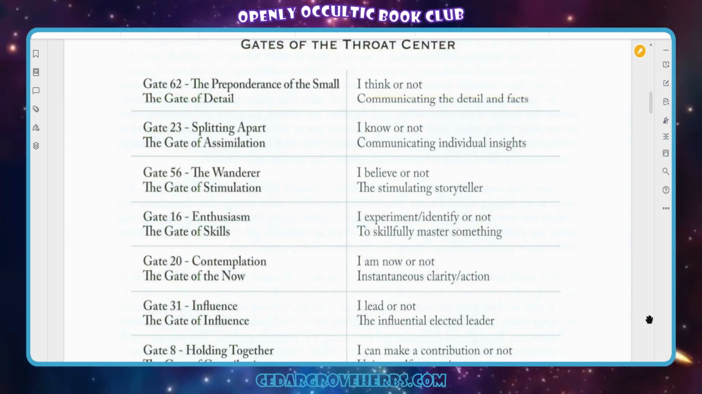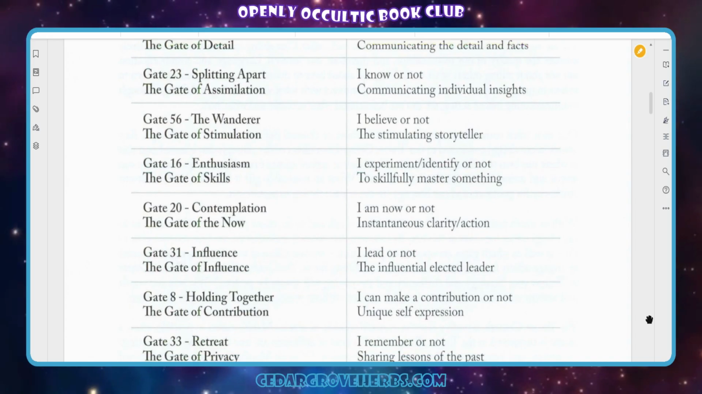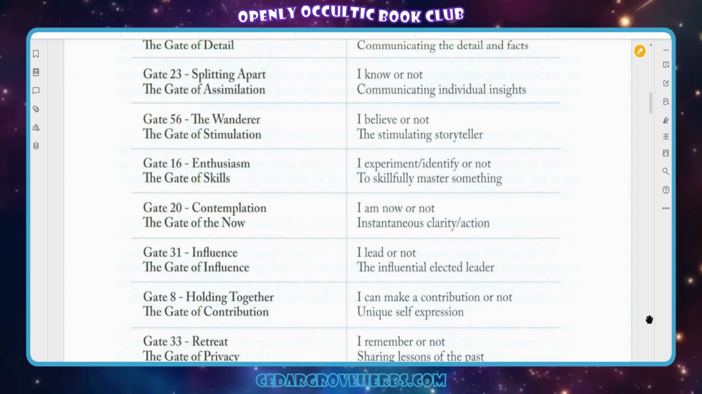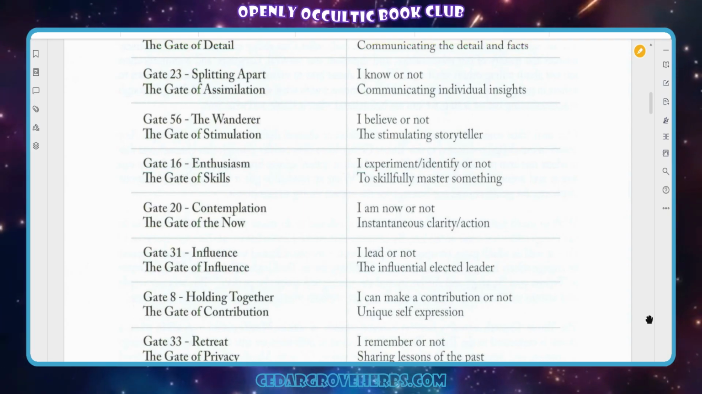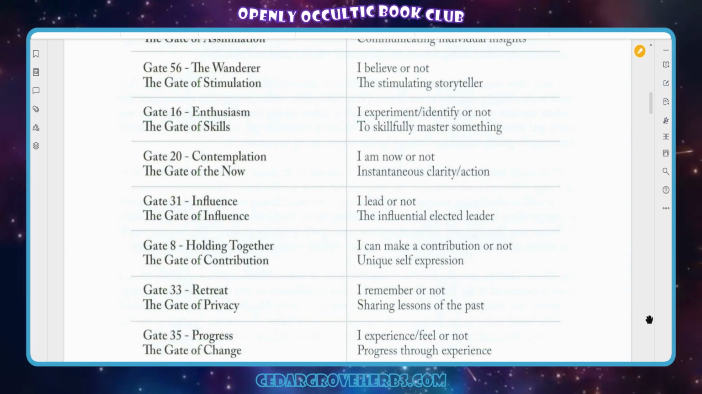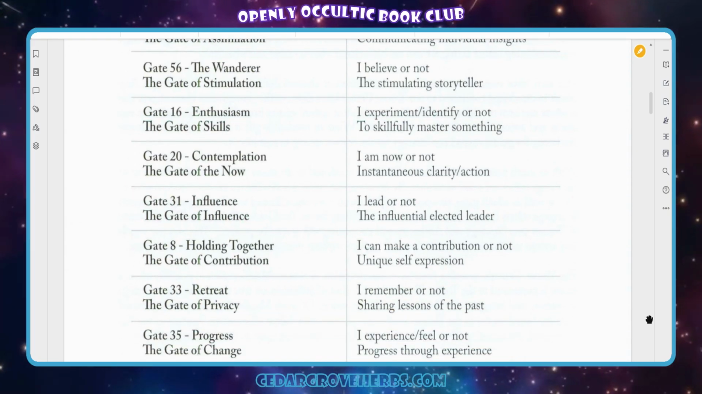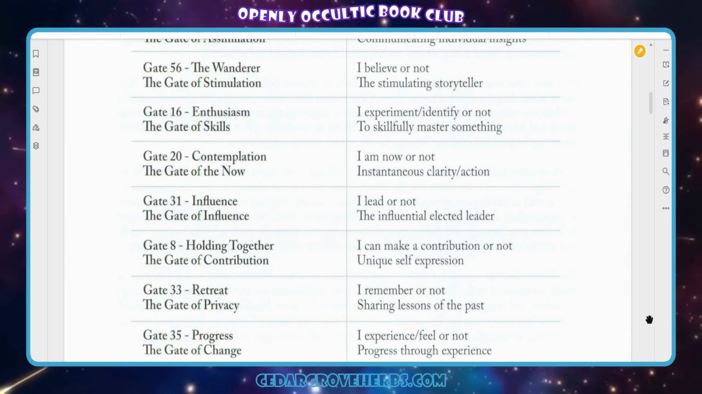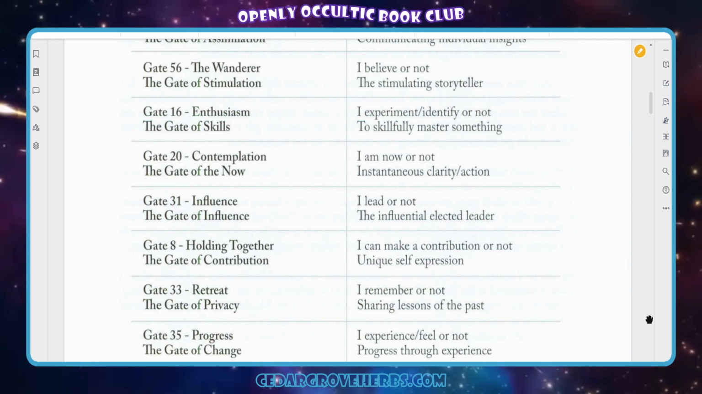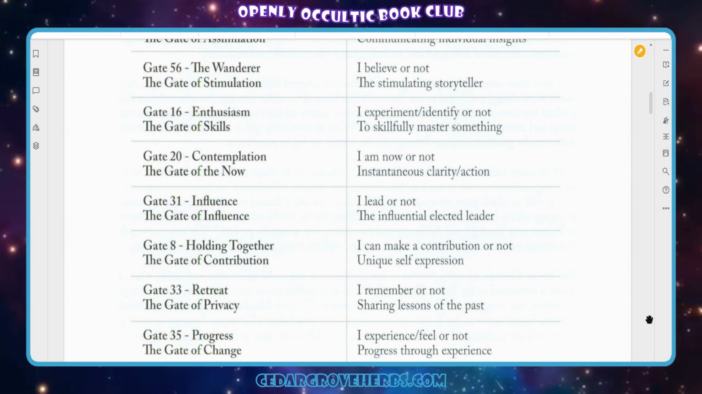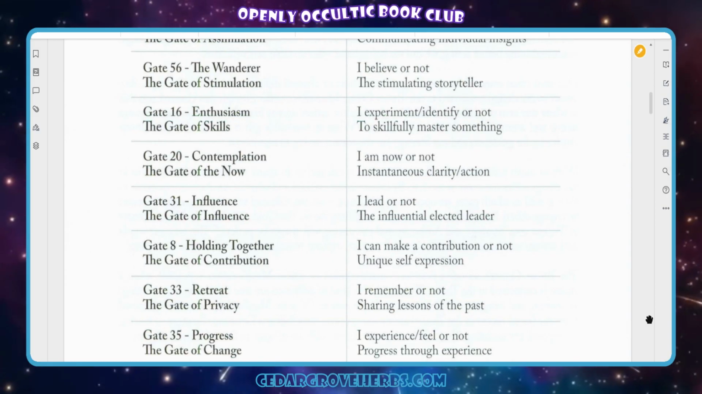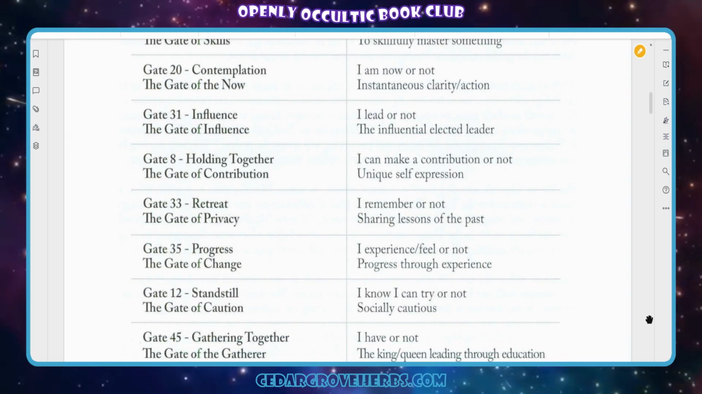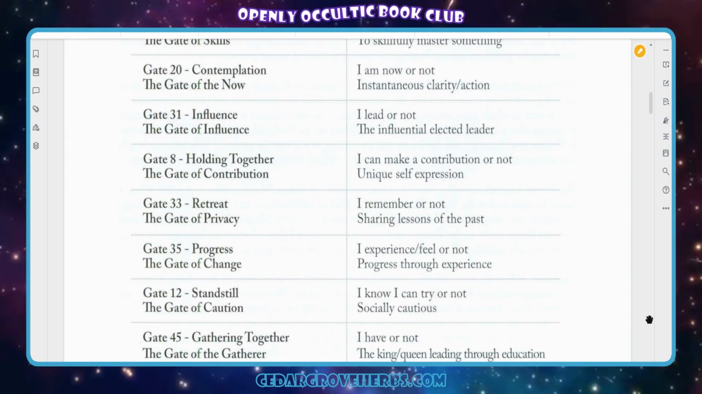These are all gates of the throat center. Gate 16, enthusiasm, the gate of skills. I experiment or identify or not, to skillfully master something. Gate 20, completion, contemplation, the gate of the now. I am now or not. Instantaneous clarity or action. Gate 31, influence, the gate of influence. I lead or not. The influential elected leader. Gate 8, holding together, the gate of contribution. I can make a contribution or not.